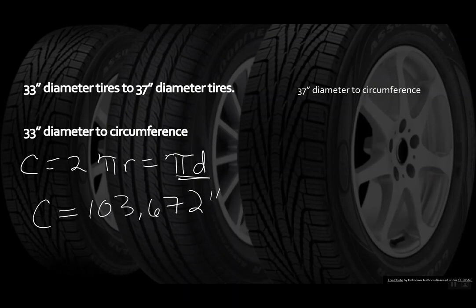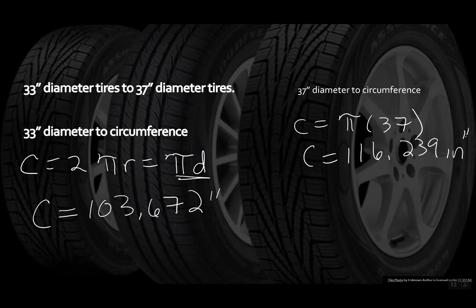Let's say we have 37-inch tires. The circumference would be pi times 37. This gives me 116.239 inches. So you can see this difference between 103 and 116, and that's on every rotation.